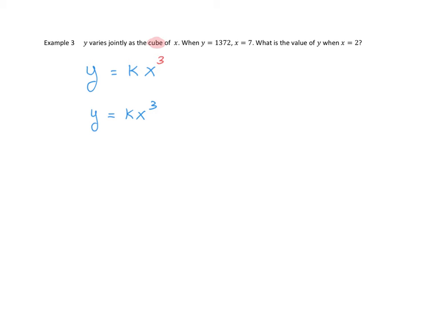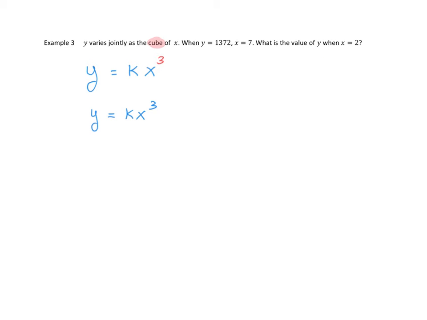Okay, that being said, now we have some more information. We're told that when y is equal to 1,372, x is equal to 7. What is the value of y when x is equal to 2? The idea is the same. I'm going to use this information to solve for k. And then once I know k, I can use that formula to solve for this y.